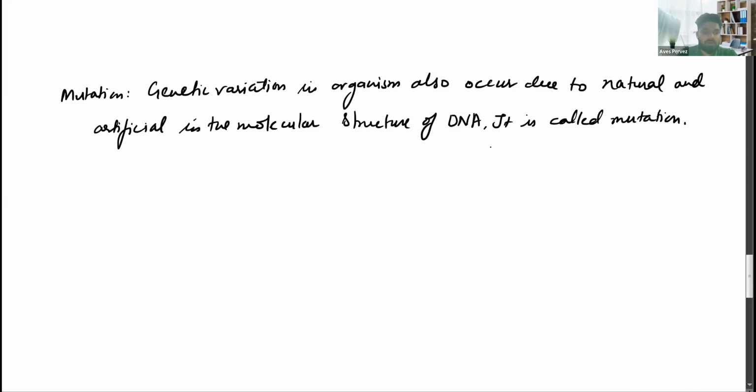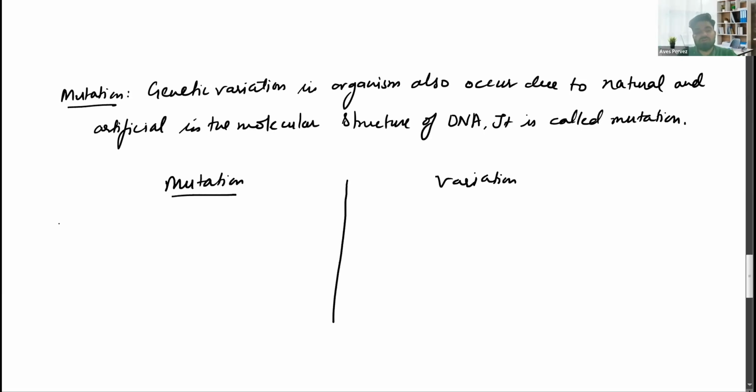Okay, got it? Shweta, Tejasvi, got it? Yes, sir. Okay, simple. We say that variation is a slow and gradual change, but this is a spontaneous change. So if I write one or two points between the mutation and variation, we can simply say that mutation is a sudden change in DNA. This is a slow and gradual change.